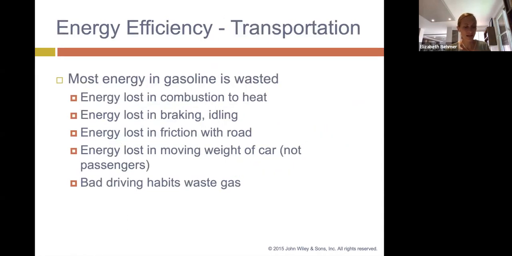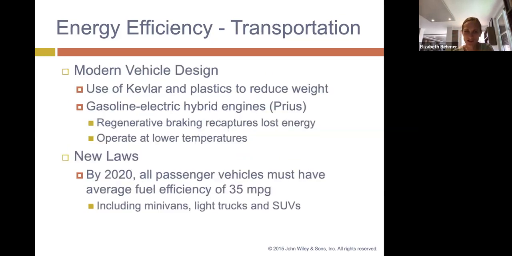Most energy in gasoline is actually wasted. There's energy lost in the combustion of heat, in braking, idling, there's energy lost in friction with the road, and there's energy lost in moving the weight of the car that's not actually passengers. So bad driving habits can also waste gas. That's a voluntary decision that we can work on.